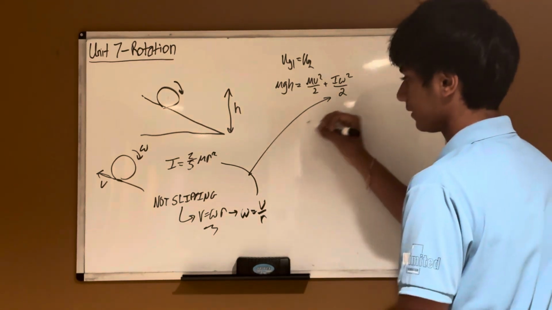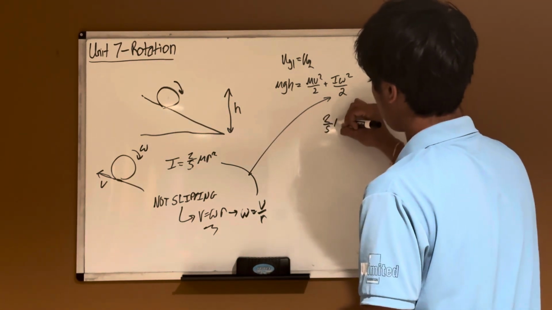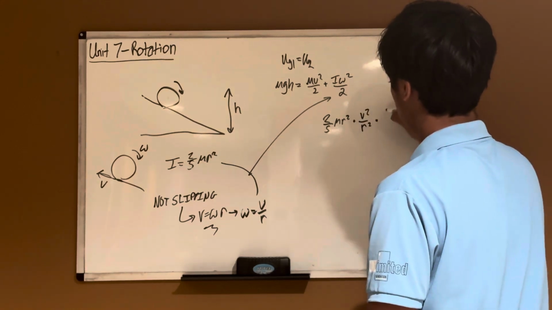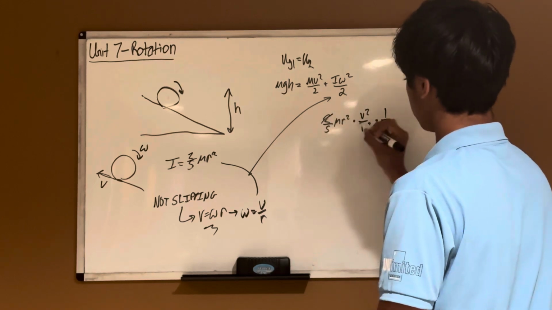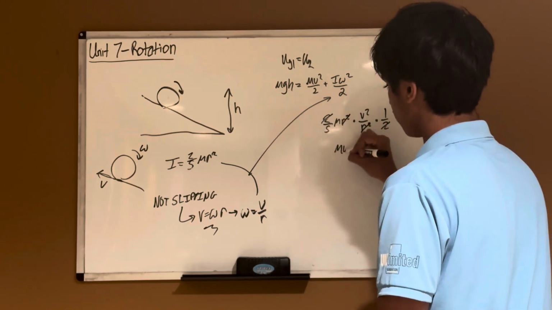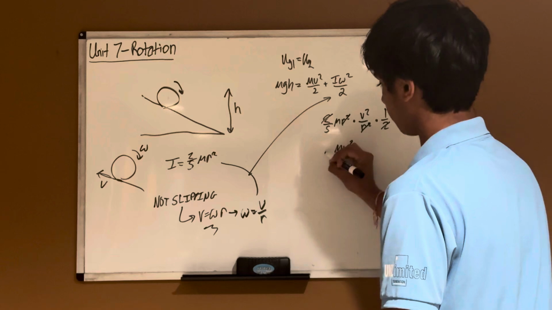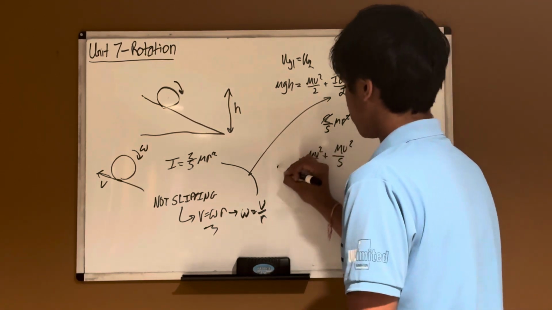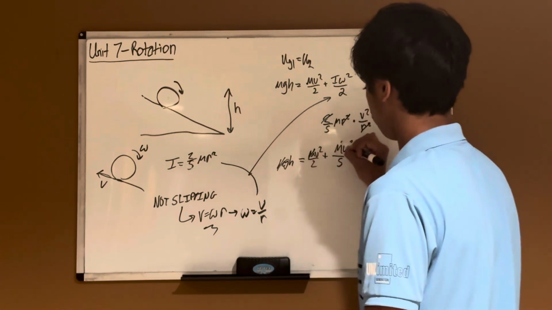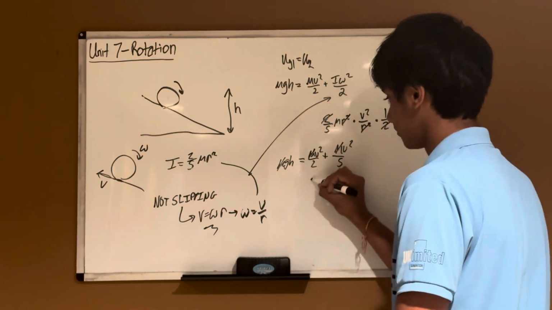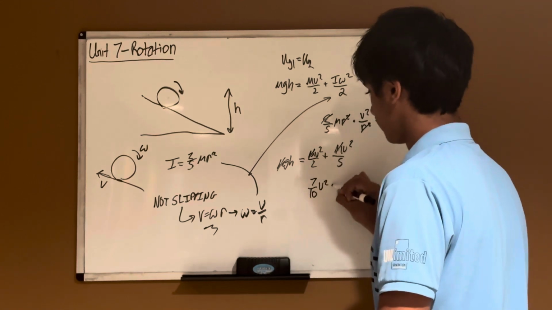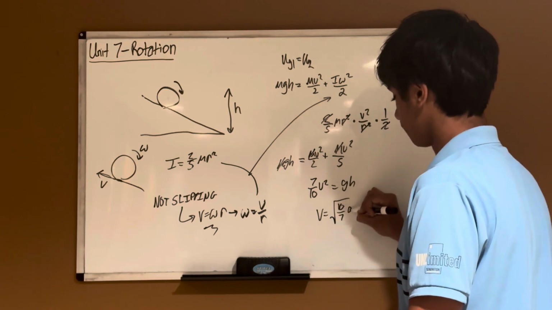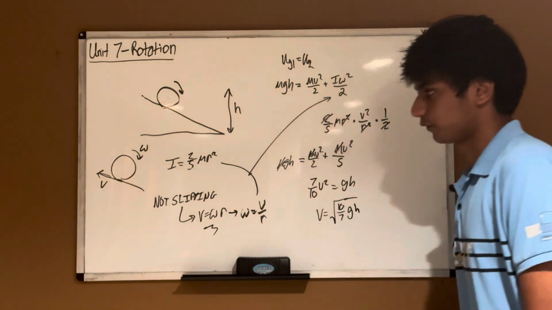What we get is I, so 2/5 mr squared, times velocity squared over radius squared, times 1/2. The 2's cancel out, the r's cancel out. We're left with mv squared over 5 plus mv squared over 2, which is the translational term, equals mgh, right? So the m's cancel out because they're in each term. These two added together is 7/10 v squared equals gh. Therefore, v equals the square root of 10/7 gh, which is our final answer for this problem.